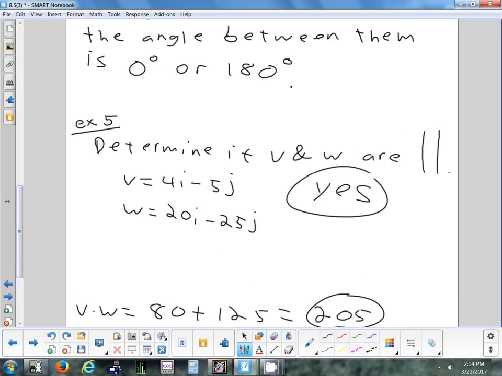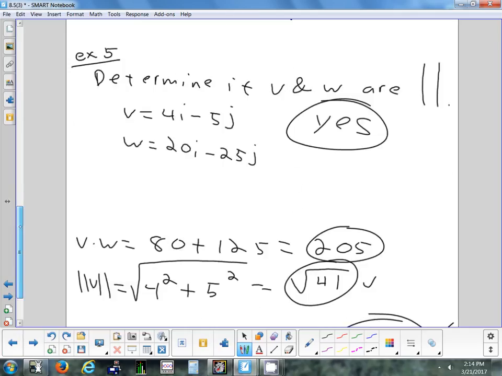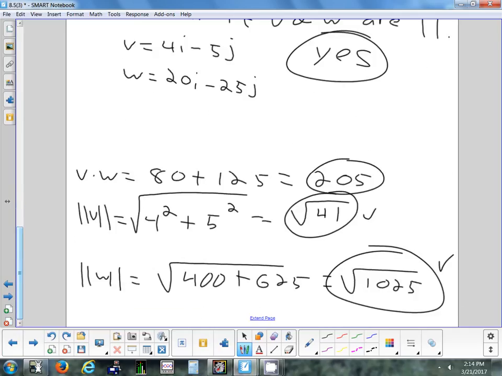So, determine if they are parallel. Yes. These are parallel. Okay. Any questions on that?